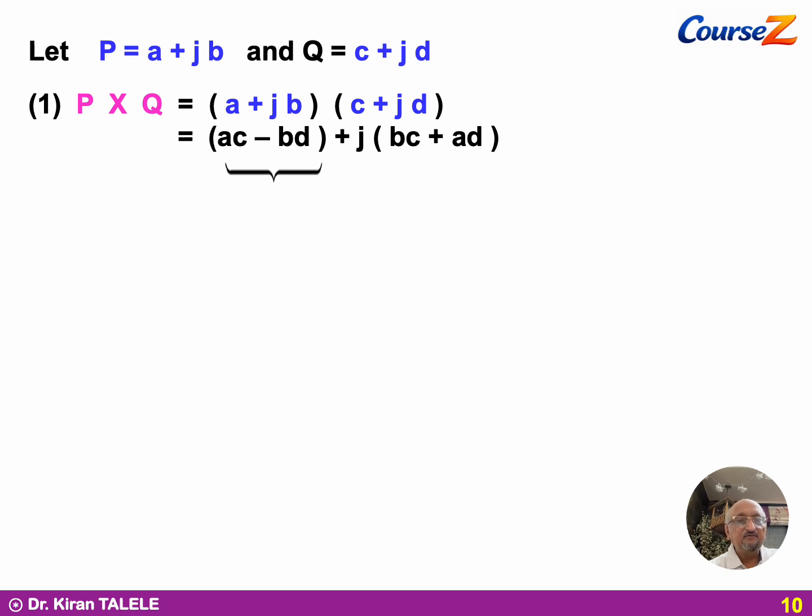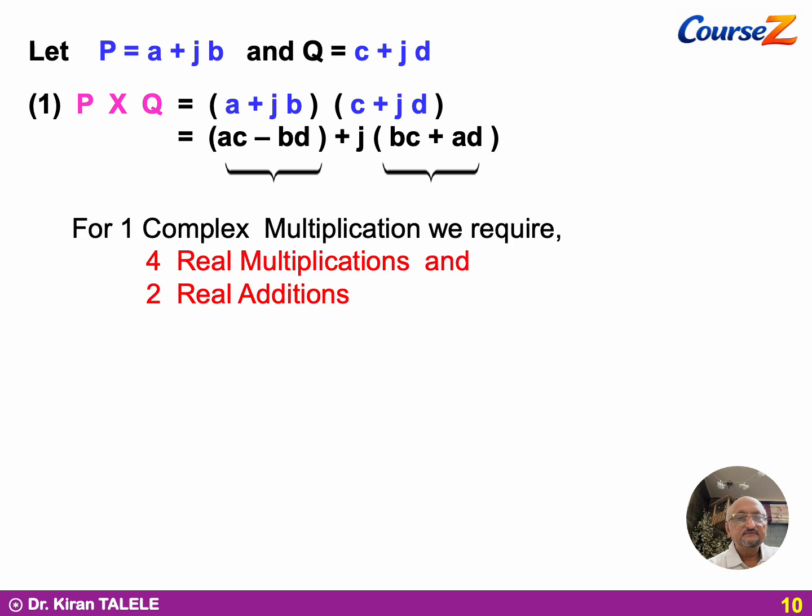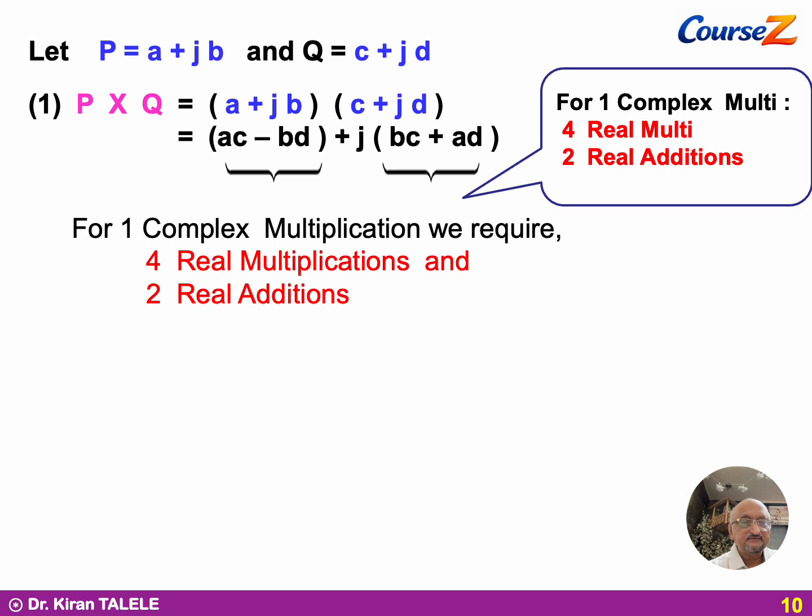Here we are multiplying 1, 2, 3, 4 times and adding 2 times. So there are 4 real multiplications and 2 real additions in this entire expression. When 2 complex numbers are multiplied, there are 4 real multiplications, 1, 2, 3, 4 and 2 real additions. This real number is subtracted, meaning added here, and these numbers are added here. So total 2 real additions.